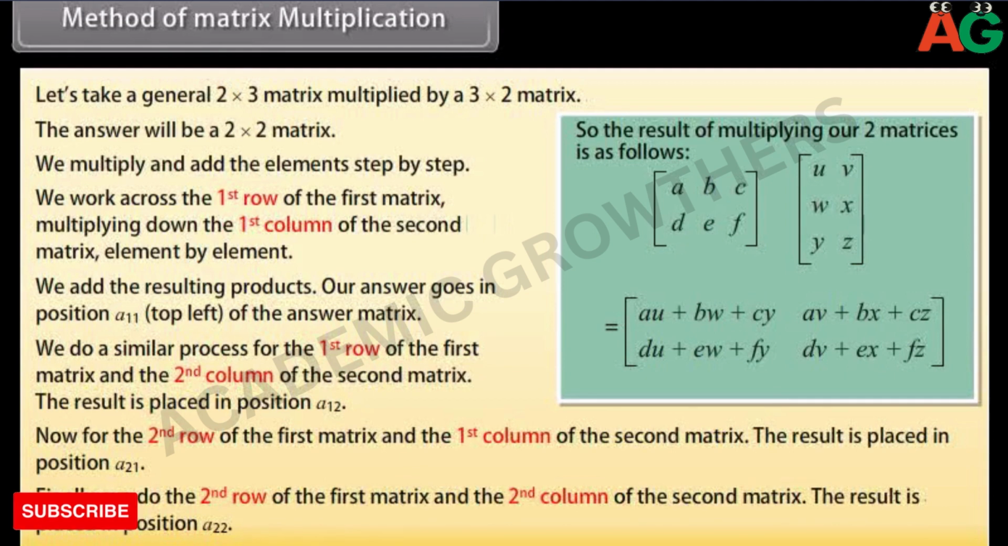So, the result of multiplying our two matrices is the multiplication of the matrix with first row A, B, C, second row D, E, F, and the matrix with first row U, V, second row W, X, third row Y, Z, which produces the matrix with first row AU plus BW plus CY, AV plus BX plus CZ, second row DU plus EW plus FY, DV plus EX plus FZ.